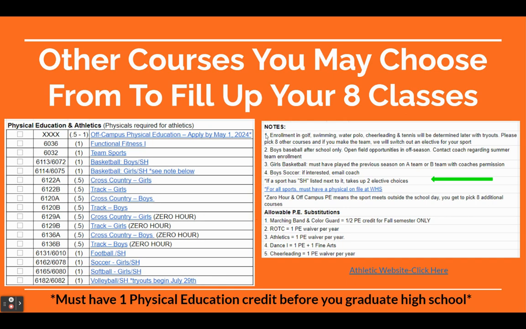And there are some other notes here. Golf, swimming, water polo, cheerleading, tennis. You're going to have tryouts later. So you can't sign up for those courses right now. So you're going to pick 8 other courses. But what I recommend is circling one of these to let us know that you're planning on trying out. So that way we watch the tryout list so we can see if you made it or not. And so if you write cheerleading and make a note, switch out maybe pathways, college and career for cheerleading if I make the team. That way it lets us know.